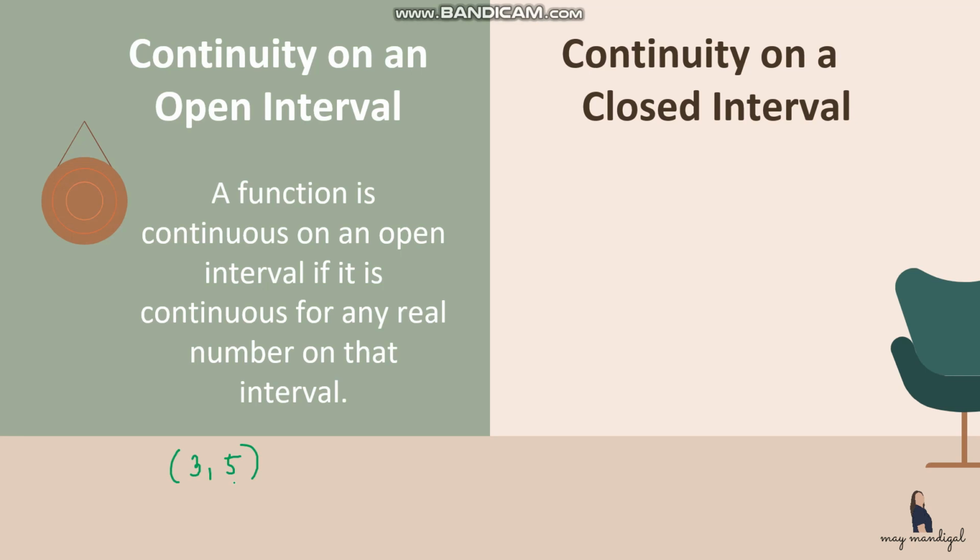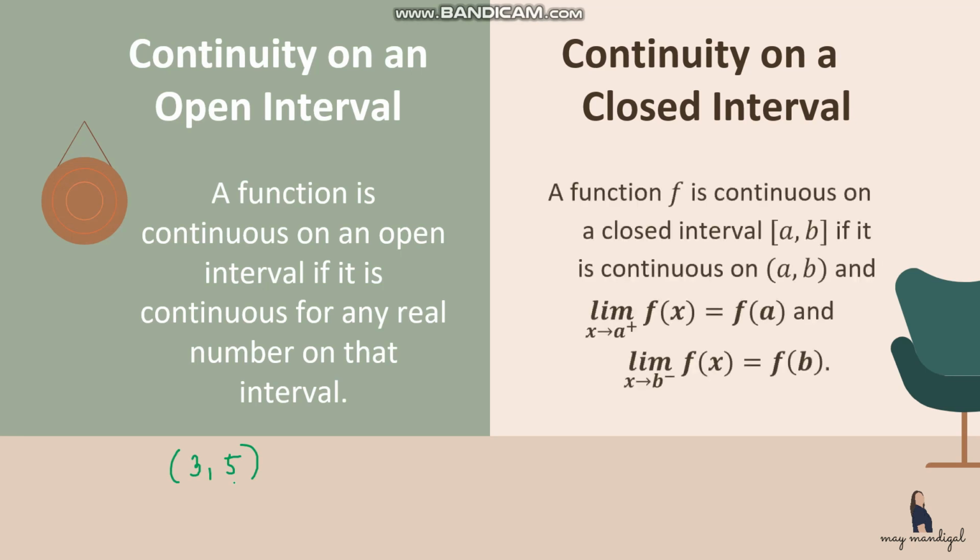Now, if the interval is a closed interval, a function f is continuous on [a, b] if it is continuous on the open interval (a, b), and we have to get two limits. First, we have to check if the limit of f of x as x approaches a from the right is equal to f of a. And the other one is we also have to check if the limit of f of x as x approaches b from the left is equal to f of b. So these are three things that we have to consider if the given is a closed interval.